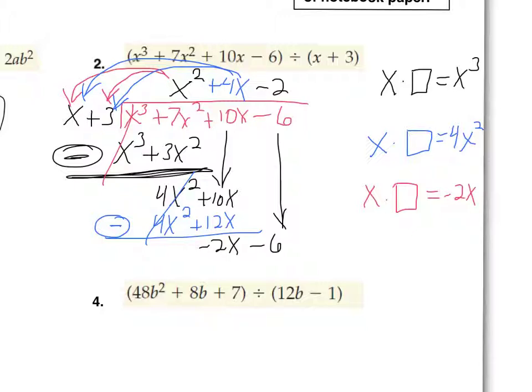And so then you multiply that through. Negative 2 times x is negative 2x. Negative 2 times 3 is negative 6. Hey, look at this. They match exactly. When we subtract, they're both going to go away. That means there's no remainder, and we're done with the problem.